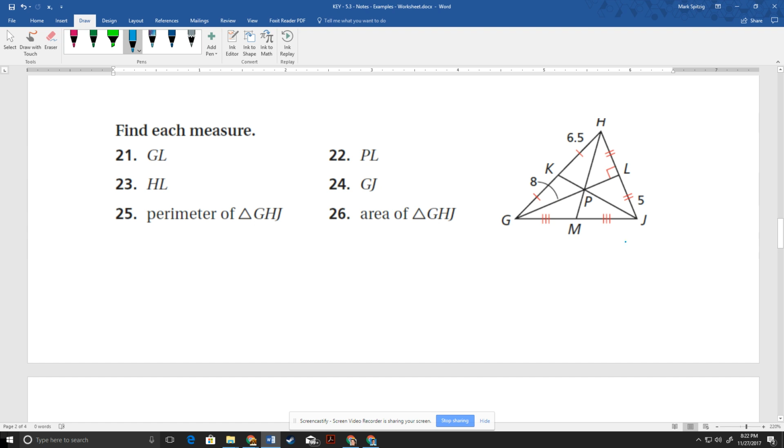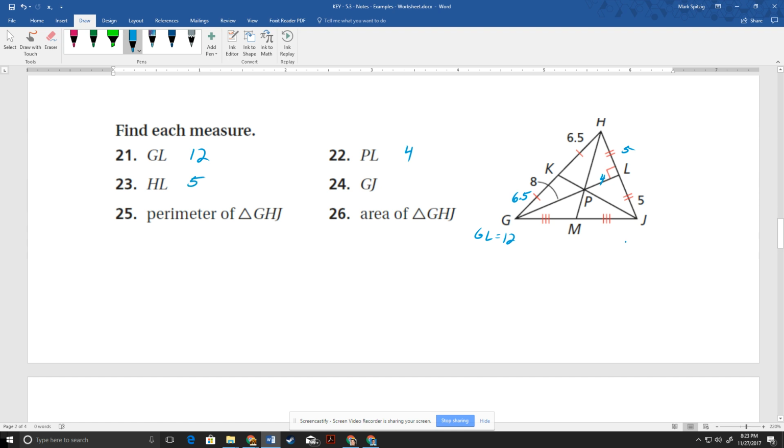All right, what I'll do is I'll mark everything I can in this diagram first. This is 6.5, so is this. If this is 8, okay, that means this has to be 4, and the whole thing is 12, so I'm just going to write down here that GL equals 12. And then it asked me for GL. Oh, good, that's nice. PL is 4, that's good. HL is 5, right? It actually could have done that based on that. So HL is 5.